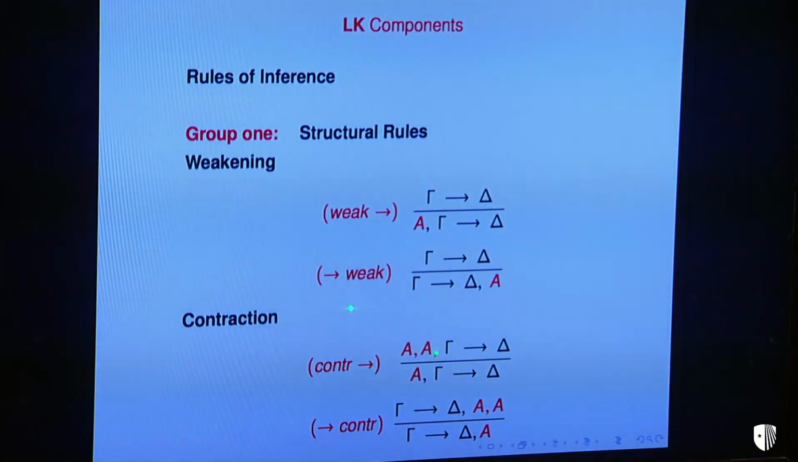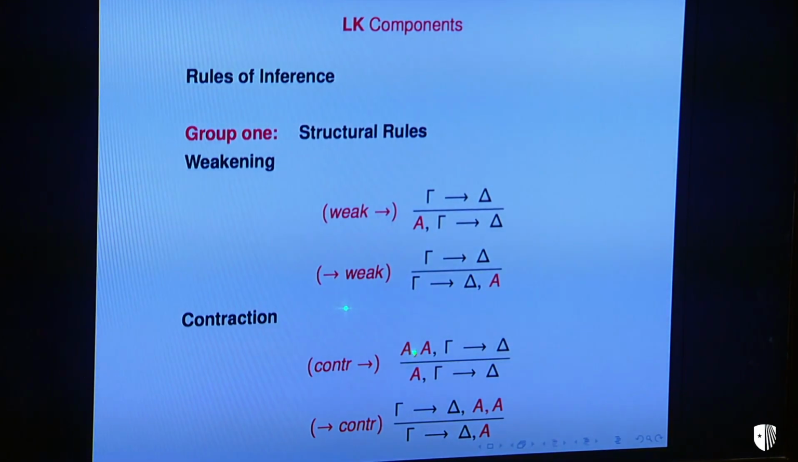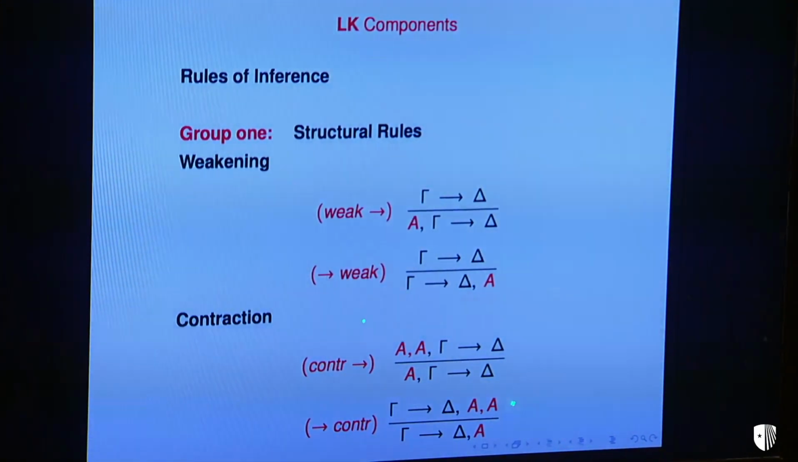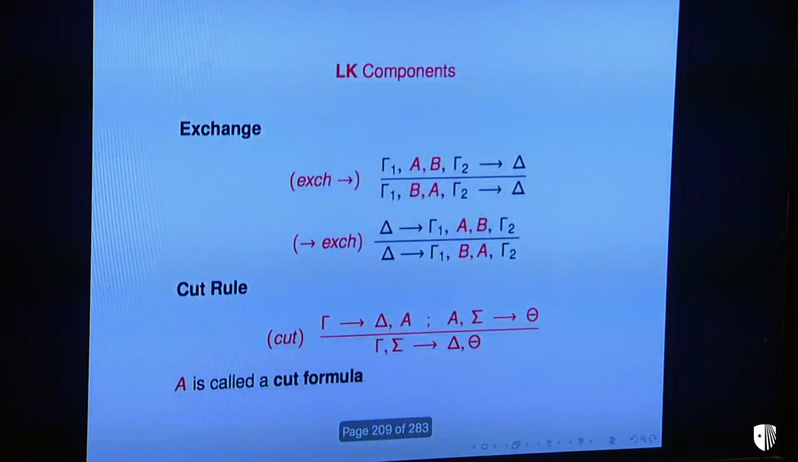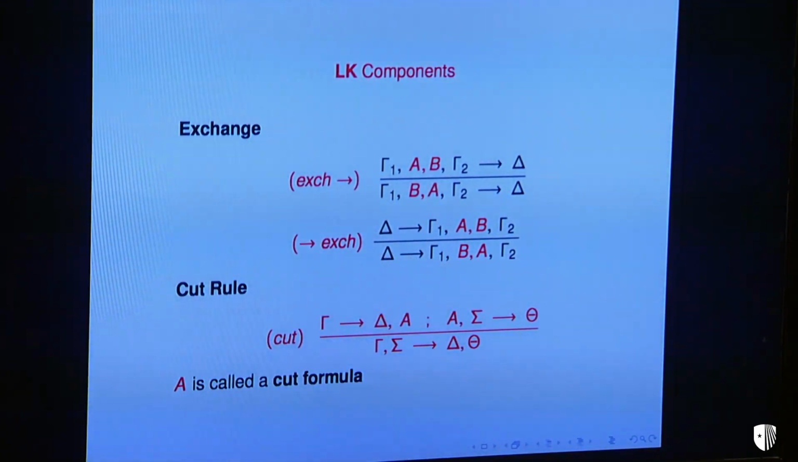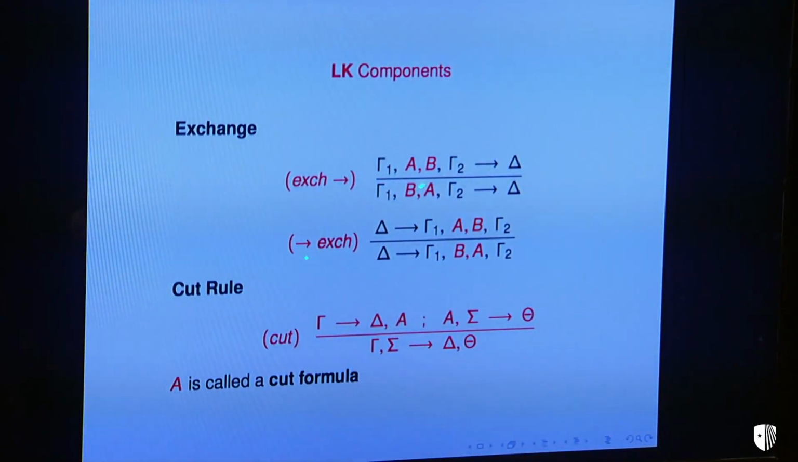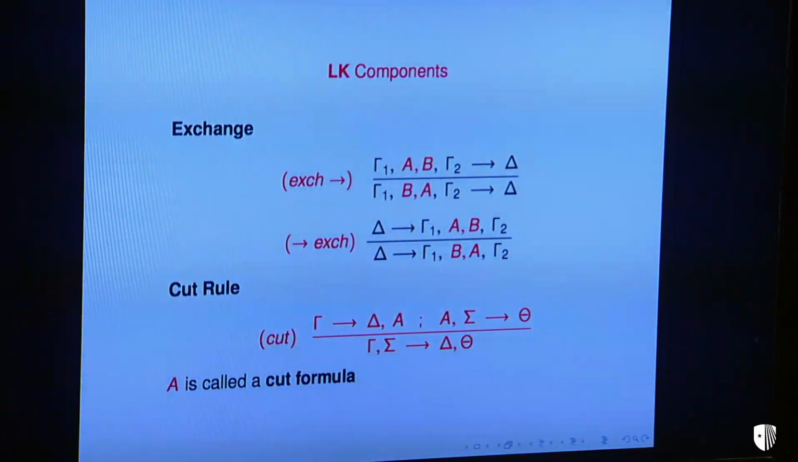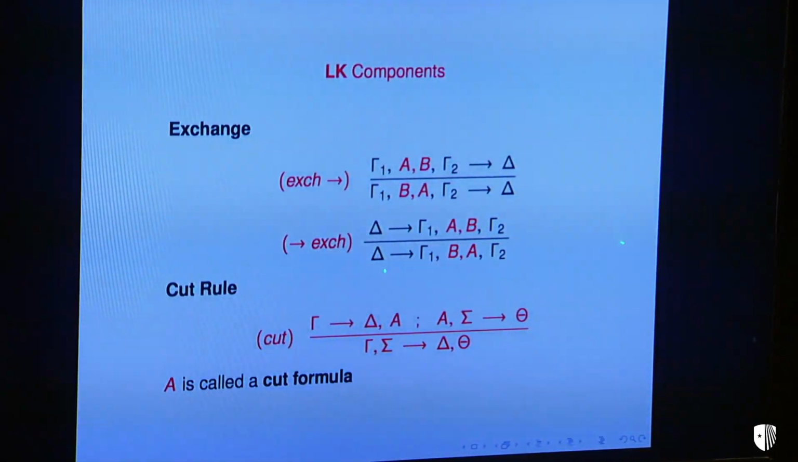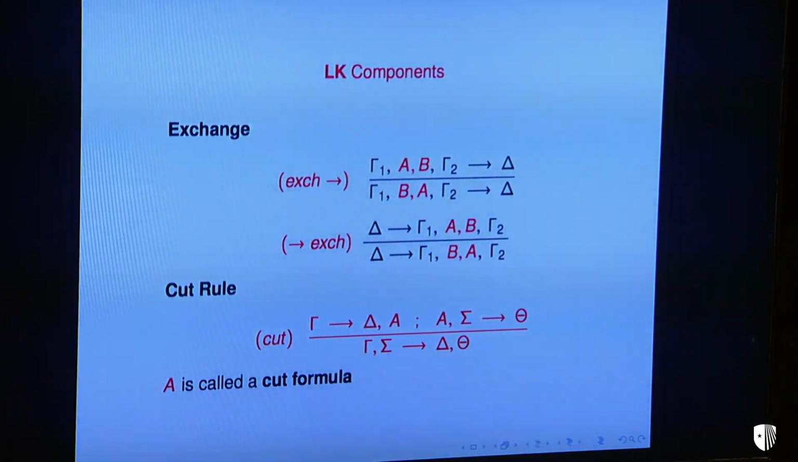And then you have contraction. If you have double A, you can reduce it to A, and the same here. They are very important in the Hauptsatz. So you have exchange. It doesn't mean you can always exchange the formulas arbitrarily. And you do the same on the other side. And you have the cut rule.